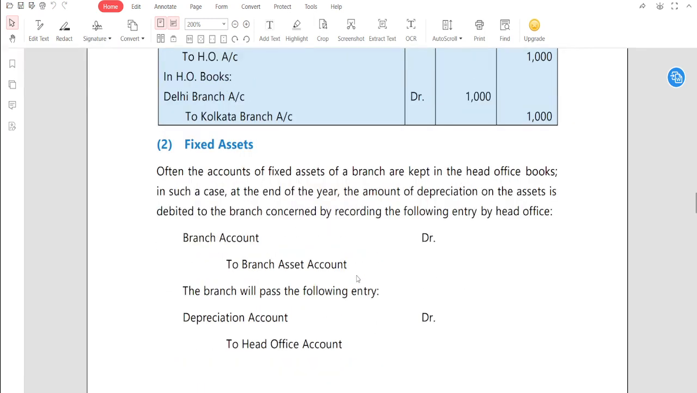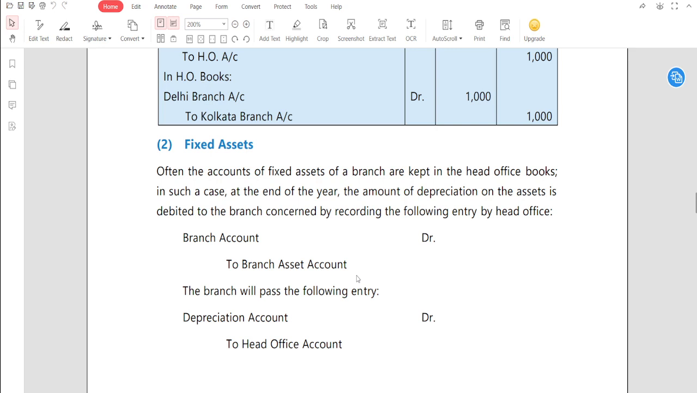Now come to fixed asset. When differences arise due to the fixed asset, how will it be recorded and why has the transaction been making a difference with respect to the fixed asset? Let's discuss this. Let's understand it once. Often the accounts of fixed assets of a branch are kept in the HO books.